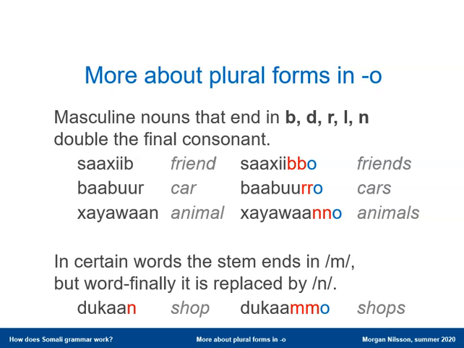Some words actually have a stem that ends in m, but of course, again, this doesn't show in the singular, where it is replaced by n, but it then occurs in the plural as m. And also this m is doubled if the word is masculine.